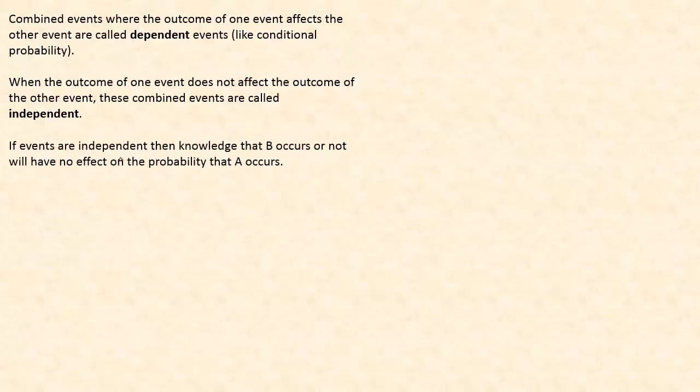If events are independent, then knowledge that B occurs or not will have no effect on the probability that A occurs. So, the probability of A given B is now the probability of A. Knowing that B has occurred does not change the probability of A.